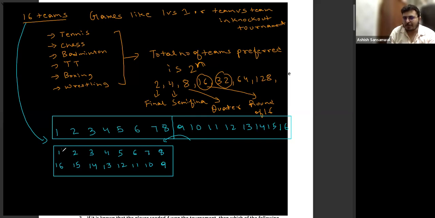The first match will be first versus 16th, second versus 15th, third versus 14th, fourth versus 13th, fifth versus 12th, sixth versus 11th, 7 versus 10, 8 versus 9. Is this clear?